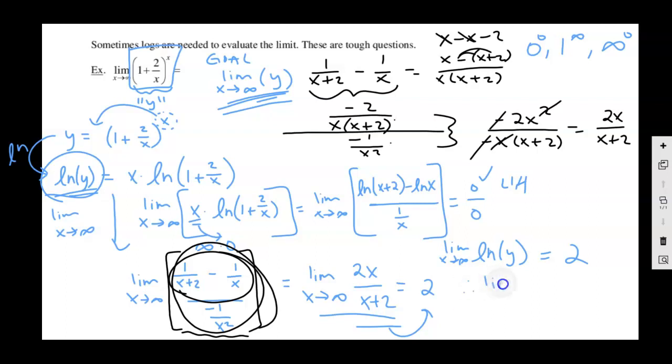So the limit as x is approaching infinity of just y, right? How would I undo a natural log? Well, I would exponentiate. So if ln of y is going to be 2, then the limit of just y is going to be e squared. And that's what we wanted, right? That was that really weird 7.38 whatever decimal. That was the third example that we did on the first page, right?